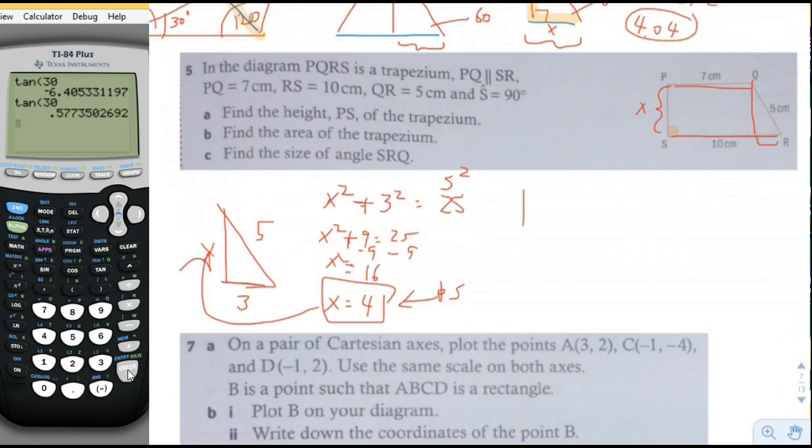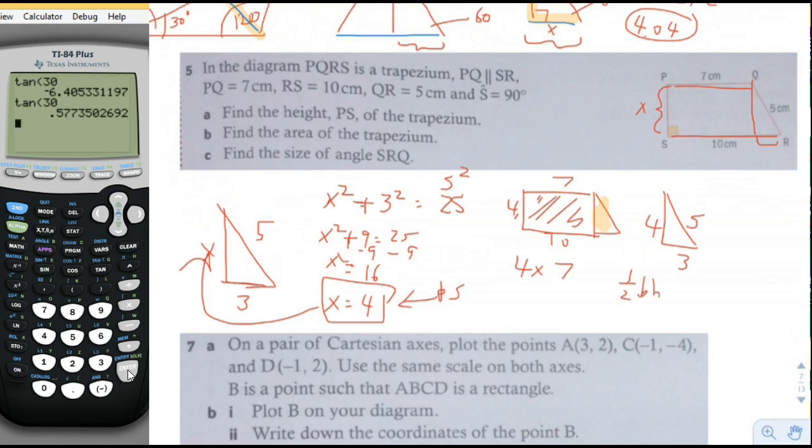Okay, so now that we have the height x, it's not too hard to do. This we know is 4, this is 7, and this is 10. So the rectangle part of it is just 4 times 7. And then this triangle part of it is a 3, 4, 5 triangle. So 1/2 times base times height is equal to 1/2 times 3 times 4, which is 12 over 2, which is equal to 6. So this part is equal to 6.